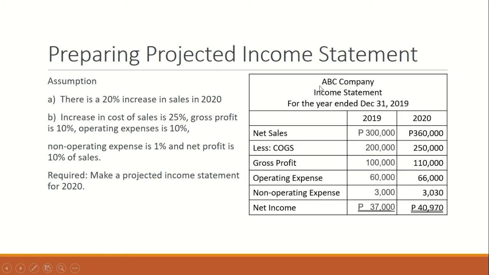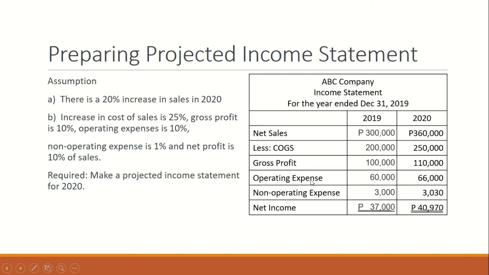So we use this tabular form, and don't forget the upper part or the heading, which is the name of the company, and the income statement, and then for the year ended December 31, 2020. So in 2019, meron tayong data na sa net sales na 300,000. Sa cost of goods sold, 200,000. And the gross profit is 100,000.